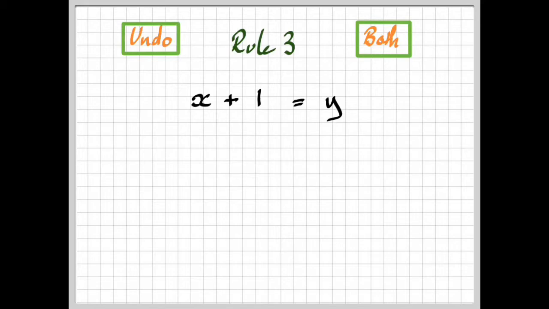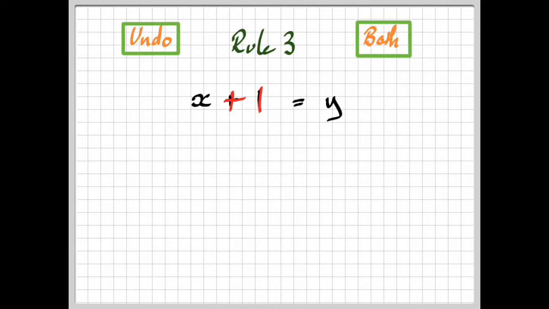And we're going to rearrange this equation for x. Now, what I will say is, at this point, rule 3 covers when I've got something like plus a number. It's exactly the same idea as if I've got minus a number. So we're just going to have a look at the plus 1 bit here. What is happening to x? Well, it's having 1 added to it.